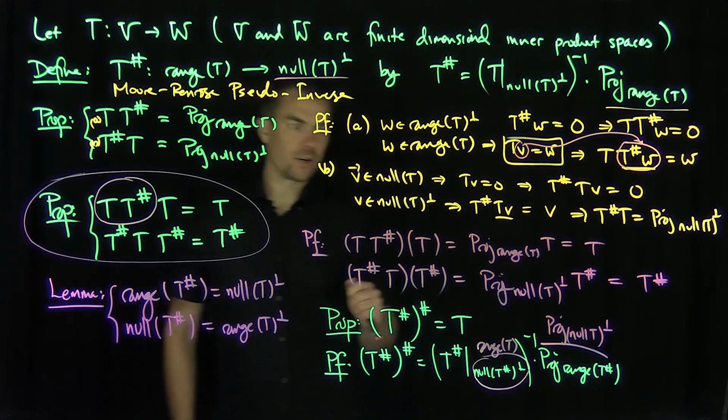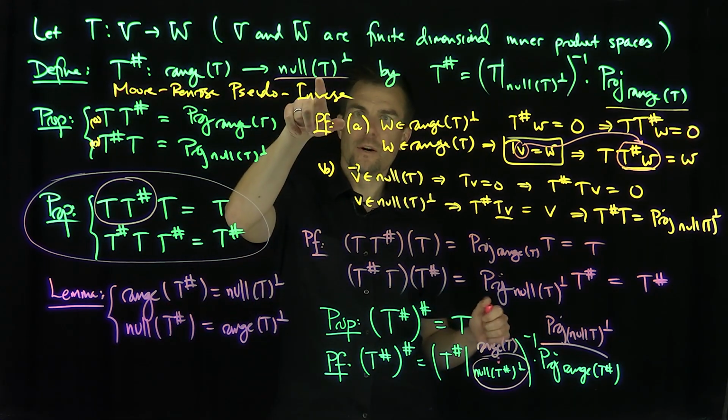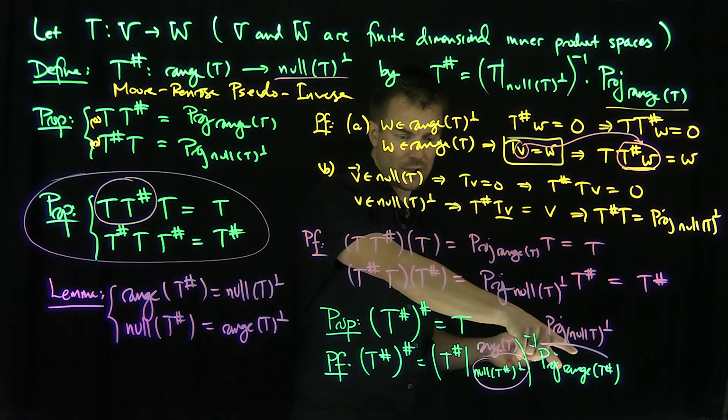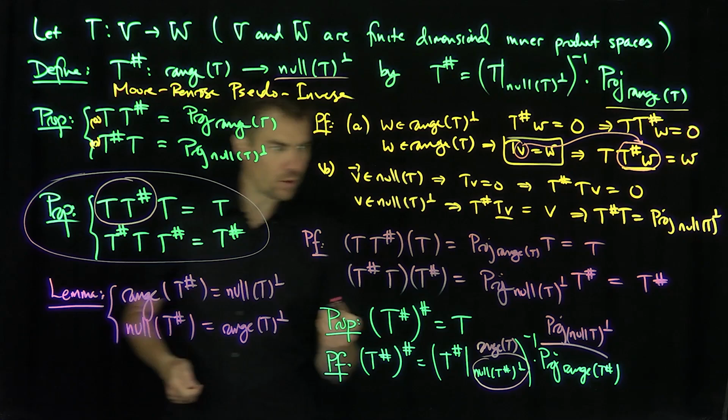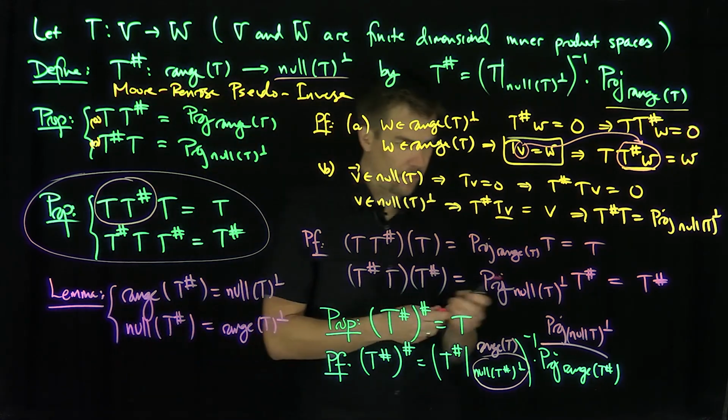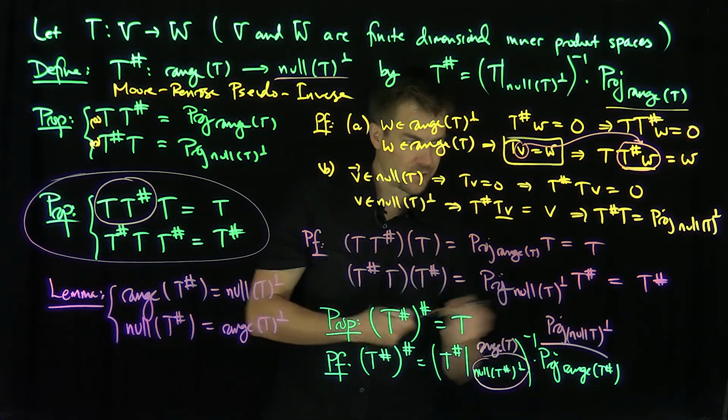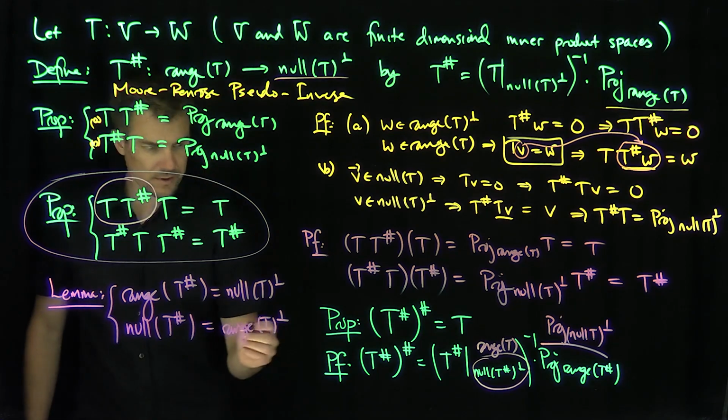Now what is T sharp on the range of T? T sharp maps the range of T into the null space of T perp, and that's the projection into the null space of T perp, right? So let's think about what's going to happen over here. If I plug in any v, what's going to happen? So now we're going to do 2 cases of our proposition. So let's finish out the proposition. There are 2 things to consider. So the first thing to consider is this.